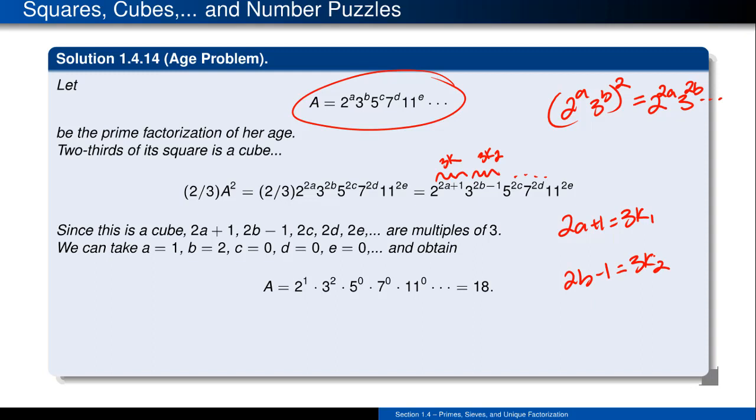The first one that jumps off the page is that a could be 1, because I know that 2 times 1 plus 1 makes a 3. So maybe we take the a value to be 1. Next up, I'm going to look at what makes 2 times b, minus 1, equal to some multiple of 3.